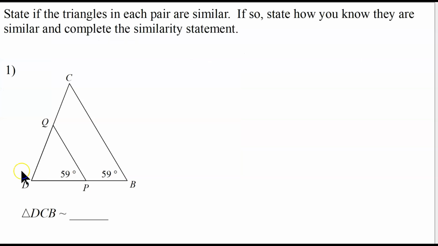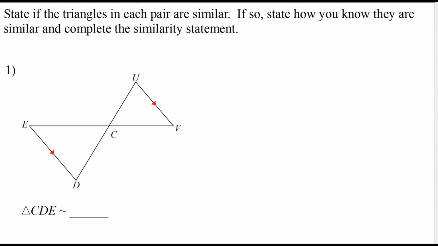Now this one, on the other hand, we know that angle D is the same angle for the small triangle as for the big triangle. Then they give us angle P right in here is 59 degrees, and angle B right in here is also 59 degrees. So we have angle, angle. Not these two. This is one angle of one triangle congruent to one angle of another triangle. And the second angle is angle D is congruent to angle D. So yes, by AA.